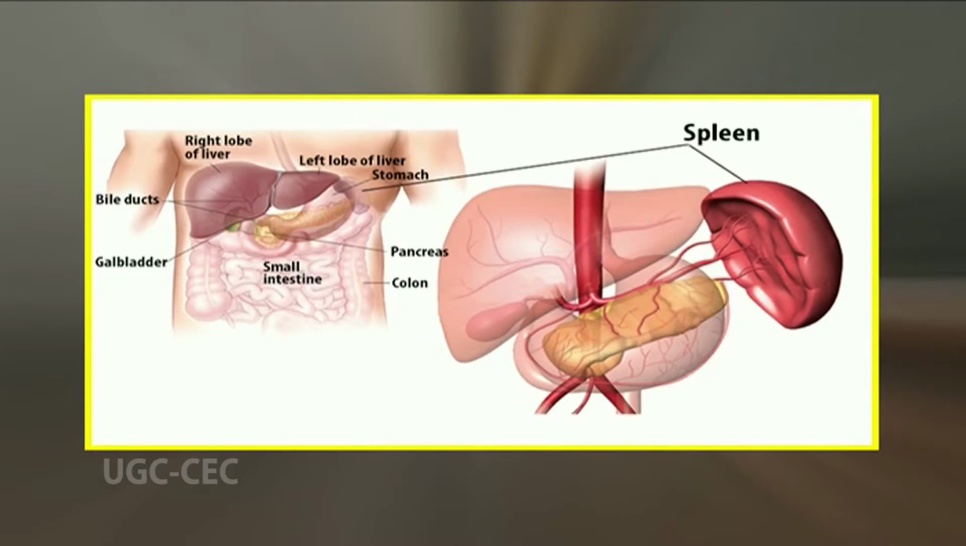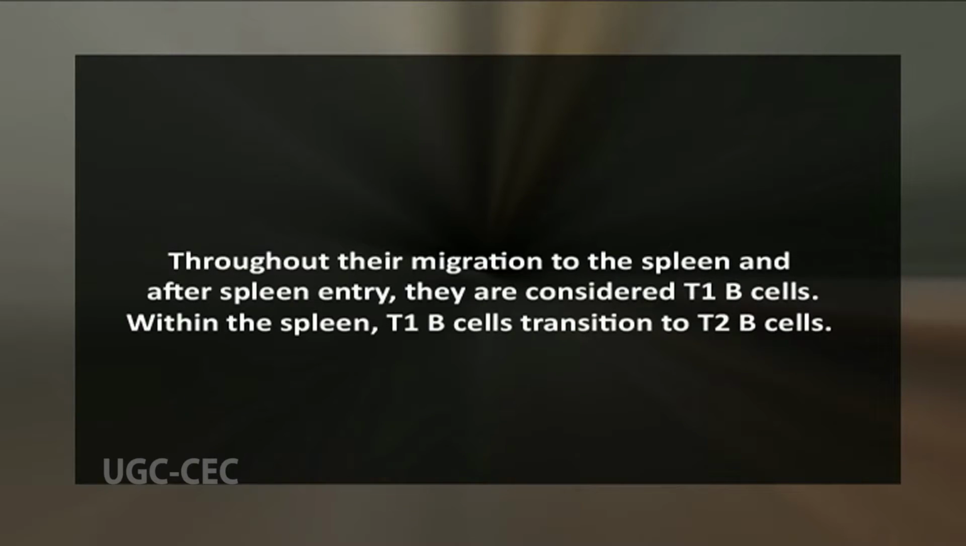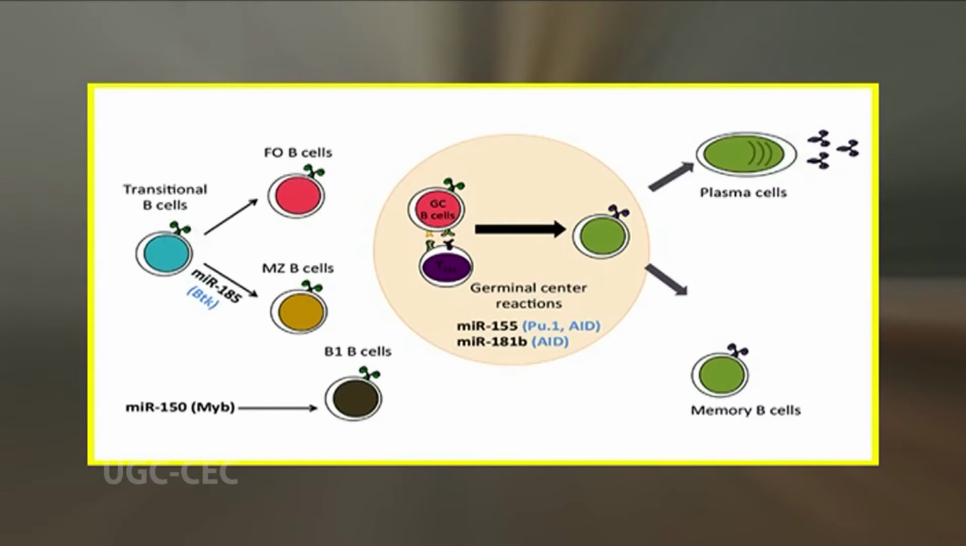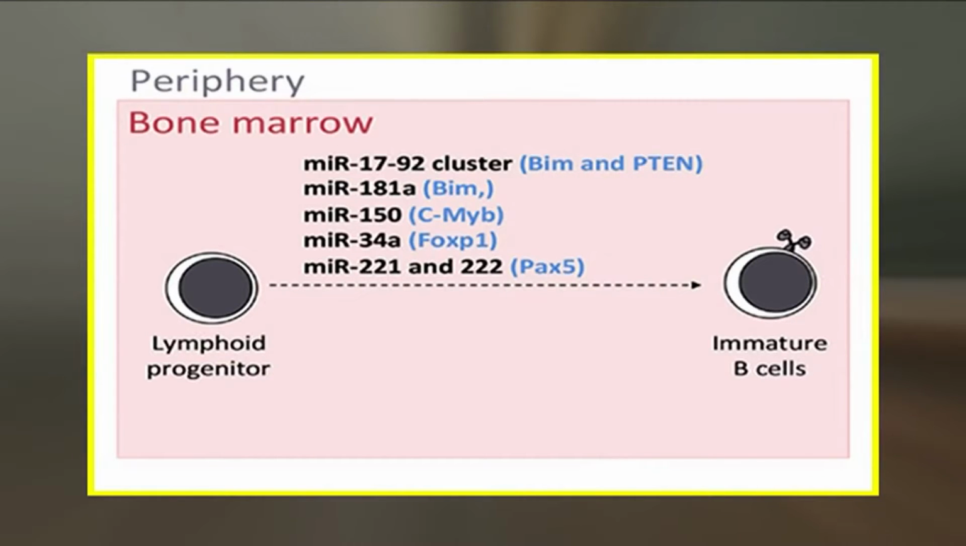To complete development, immature B cells migrate from bone marrow to the spleen as well as pass through two transitional stages, T1 and T2. Throughout their migration to the spleen and after spleen entry, they are considered as T1 B cells. Within the spleen, T1 B cells transition to T2 B cells. T2 B cells differentiate into either follicular B cells or marginal zone B cells depending on signals received through the B cell receptor and other receptors. Once differentiated, they are now considered mature B cells or naive B cells.